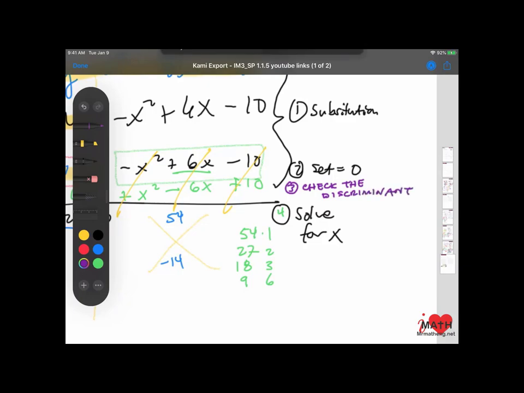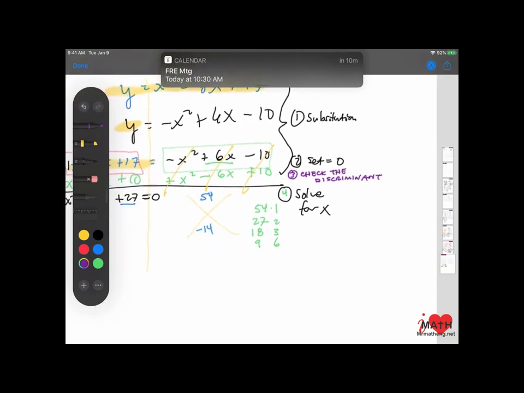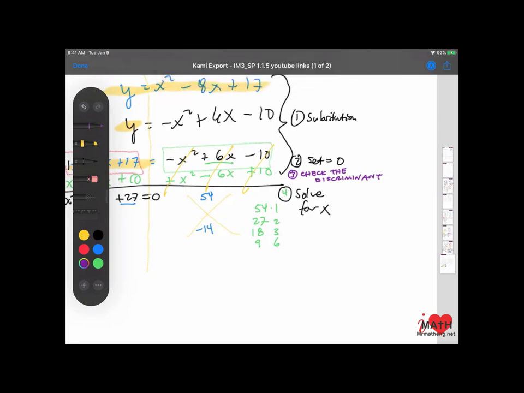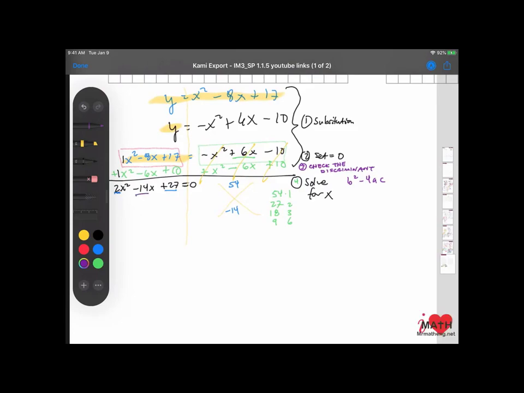What is checking the discriminant? Checking the discriminant is using this formula, b squared minus 4ac. So my b value is negative 14, minus 4 times my a value, which is 2, and my c value, which is 27.